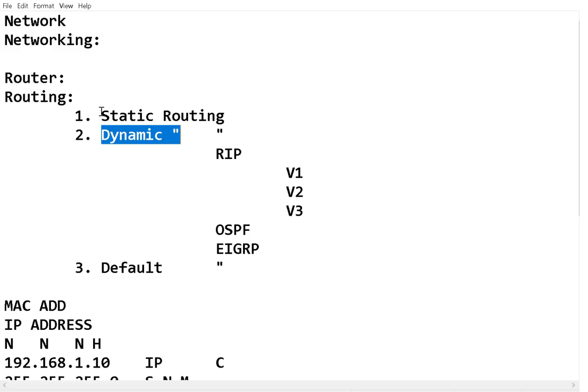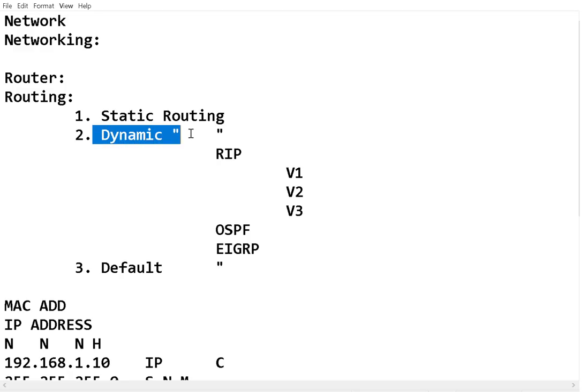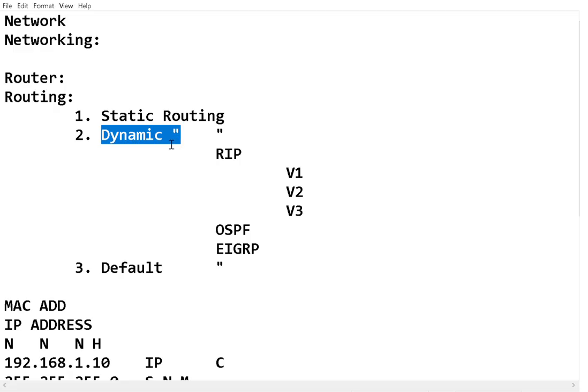In static routing, all indirectly connected network IDs are required to be configured. In dynamic routing, only directly connected network IDs are required to be configured. In static routing, topology changes cannot be updated dynamically. In dynamic routing, topology changes can be updated dynamically. Topology means the structure of the network. Currently, we are following a star topology, in which all the machines are connected to a central device, called a hub, switch or router. Very clear?